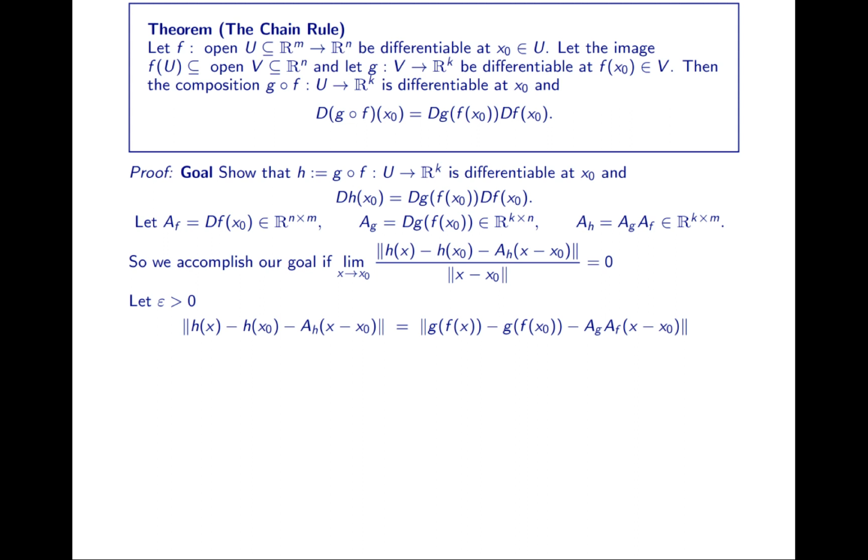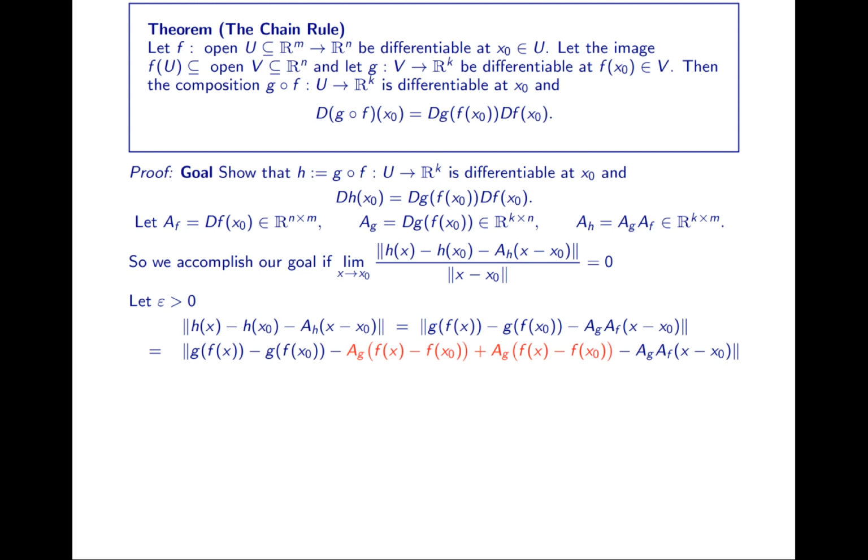So, as always, let epsilon be positive, and let's consider the numerator in my goal limit statement. So this term here. Well, h of x, remember, is g of f of x. h of x naught is g of f of x naught. And Ah is the product of Ag and Af.